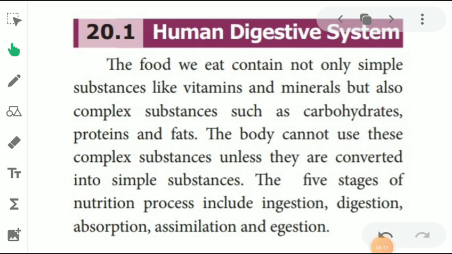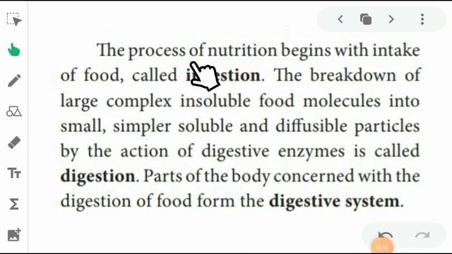The five stages of the nutrition process are ingestion, digestion, absorption, assimilation and egestion. The process of nutrition begins with the intake of food, called ingestion. First process, ingestion: ingestion means intake of food. The breakdown of large, complex, insoluble molecules into simpler, soluble and diffusible particles, diffusible meaning easily assimilated by the tissues, by the action of digestive enzymes is called digestion.